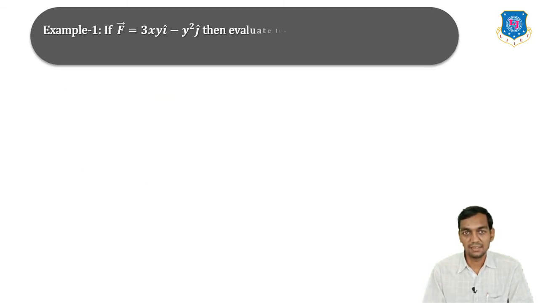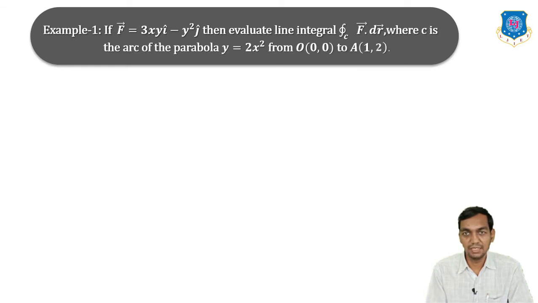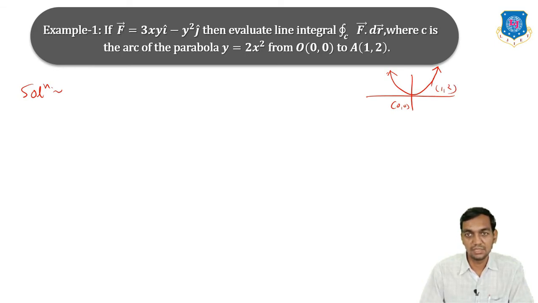Now first we are starting with an example. If f bar is this, then evaluate the line integral of f dot dr, where C is the arc of the parabola. Now you are starting with the solution. We have the parabola y is equal to 2x square. So we have a curve like this, passing through points (0, 0) and (1, 2), and this curve is y is equal to 2x square.